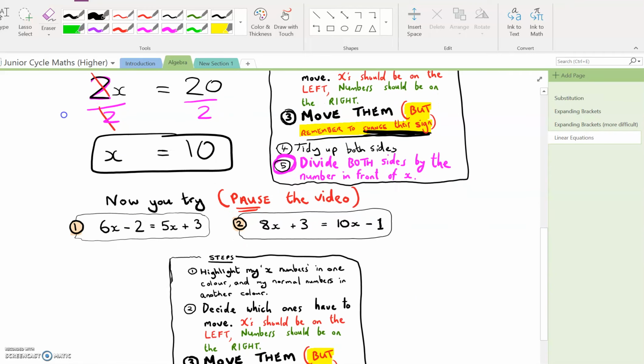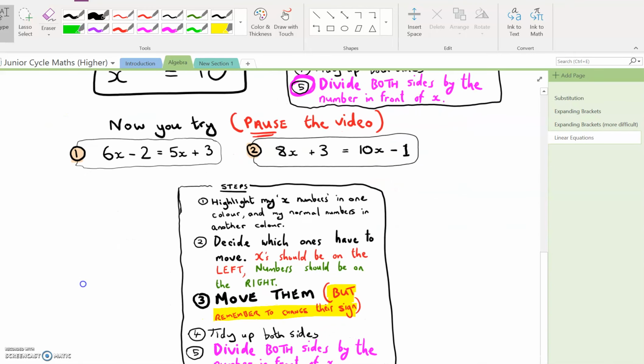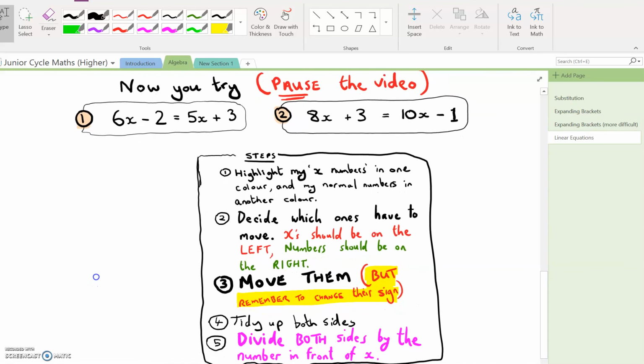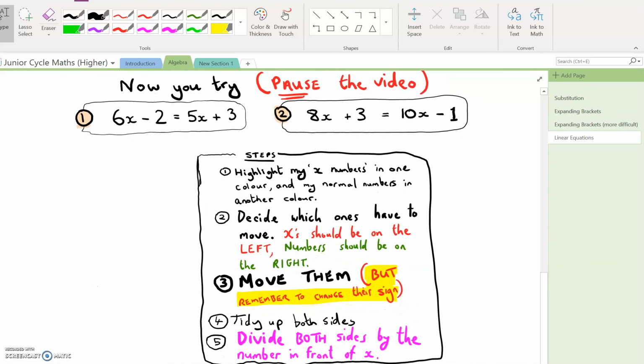Okay, now you're going to try some of these questions. 2 questions, 2 linear equations for you to try. In a moment, you can pause the video, take those questions down into your copy, or a blank piece of paper is fine either. Make sure you've got maybe 2 different colour highlighters with you. You've got your pen, you've got your calculator, and you give those questions a go. And when you're finished, press play on the video again and see if you got them right. Best of luck.